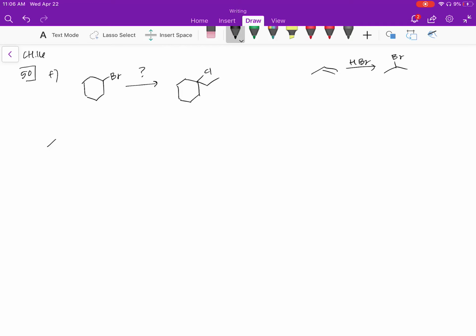So let's think, we're going to make this into a phosphonium ylide, which does take a couple steps.